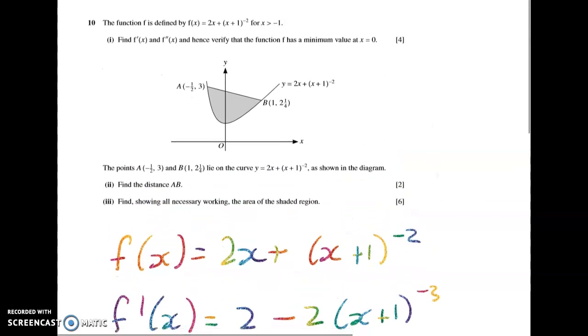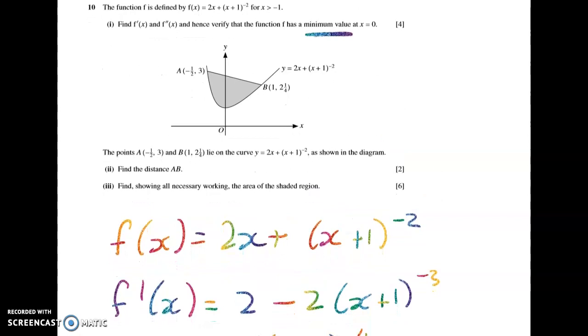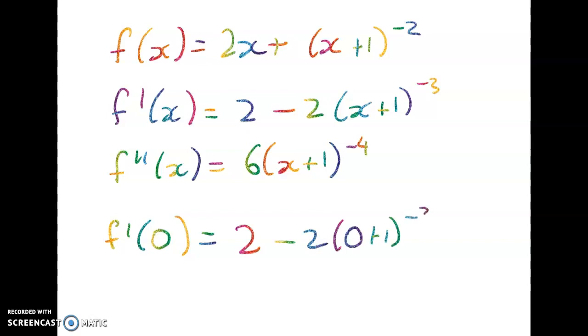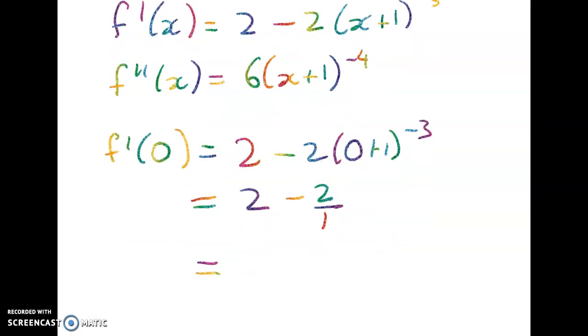Now, what we have to do is to verify that the function has a minimum value at x equals 0. So for a minimum value, we want to have the first derivative being equal to 0 and the second derivative being strictly positive. So let's chuck in x equals 0 into the 2 functions and see what we get. Now, we're showing something, so we don't just want to write down equals 0, so that hasn't really shown anything. So the substitution needs to be really clear. All right, so it's 2 minus 2 times 0 plus 1 to the -3, which is 2 minus 2 over 1, which is 0. So we've got a stationary point.